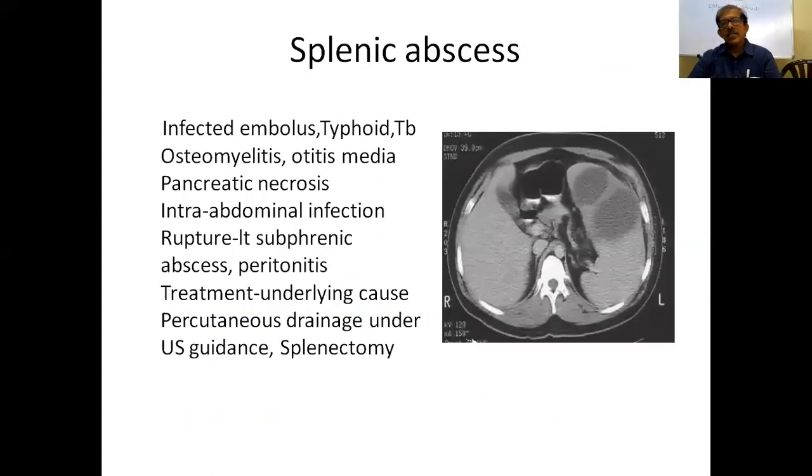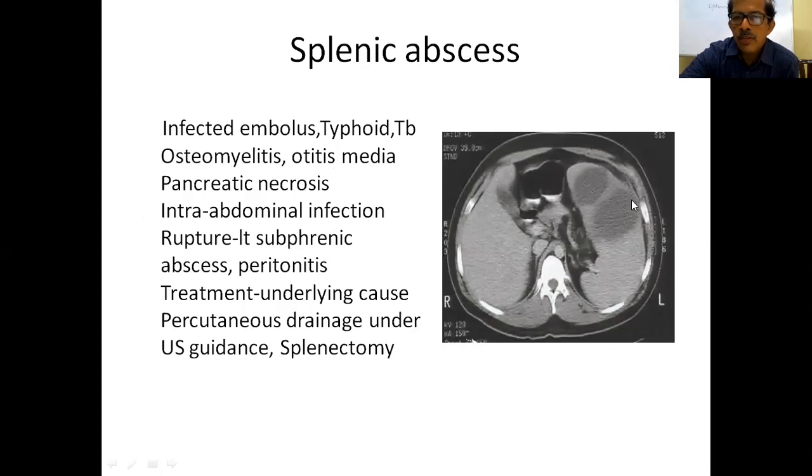Now, surgically important is splenic abscess, so we will deal with it. This is again, as I told you, infected embolus, one of the most common causes, and of course typhoid, tuberculosis, and osteomyelitis. So there are various primary sources of infection, even otitis media. Of course, pancreatic necrosis is nearby. So these are all the causes of splenic abscess, intra-abdominal infection also. They can produce splenic abscess like that.